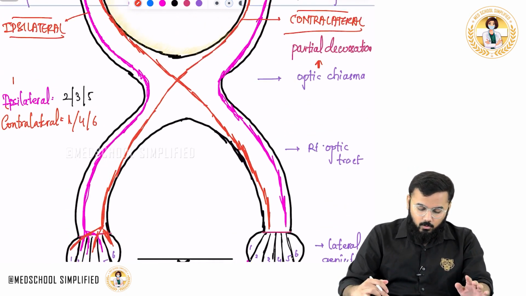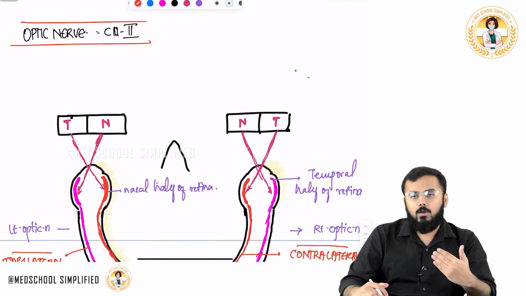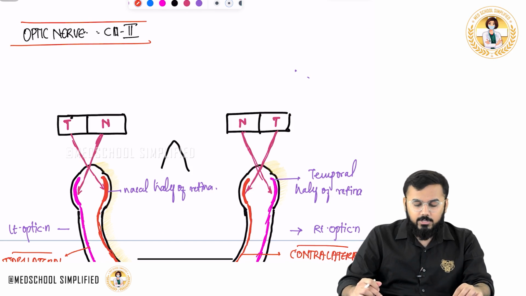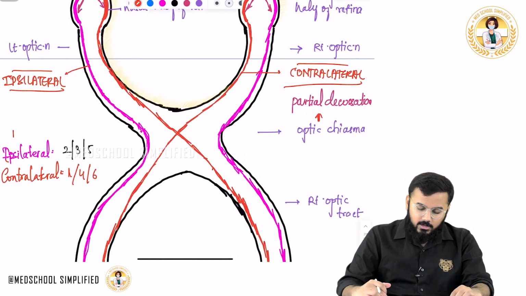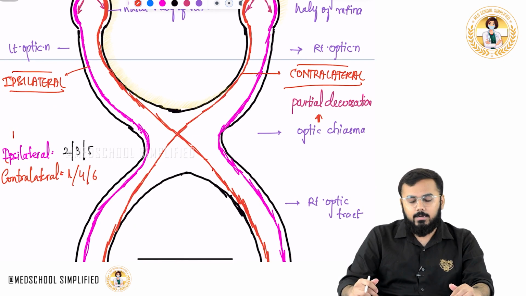Okay, now this is the pathway of the optic nerve. Now what we shall do is cut down this optic nerve at some locations.